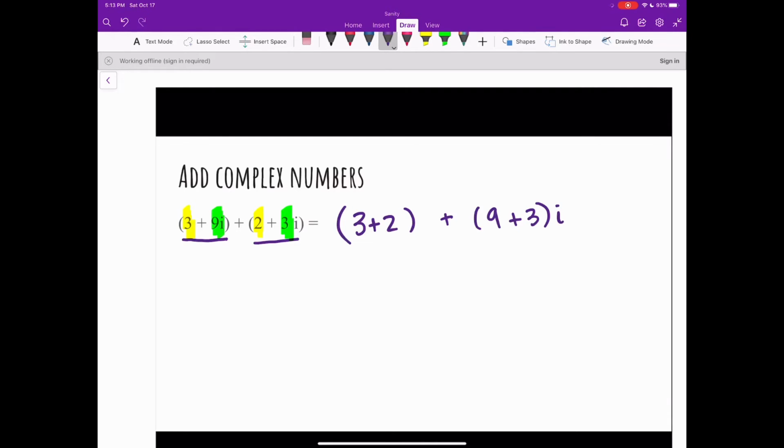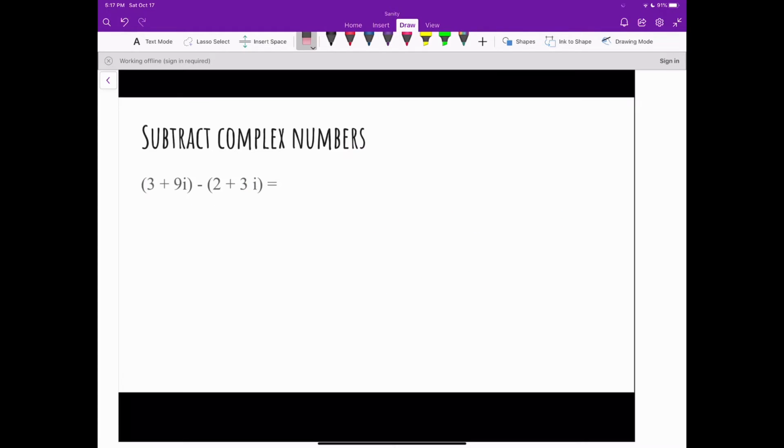And then we can simplify here. 3 plus 2 is 5 plus 12i. All right? Pretty simple. Not too bad. We can just add these together. Call it good. All right, subtracting complex numbers is a little bit different.